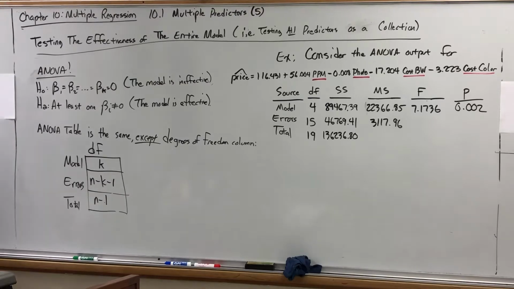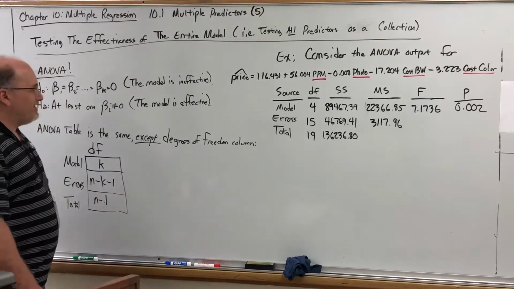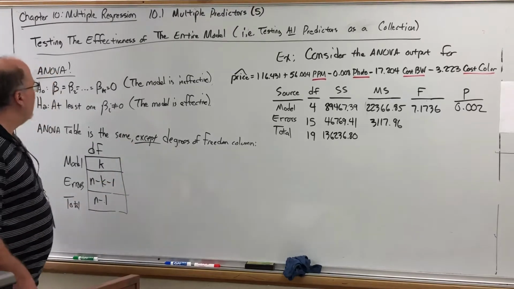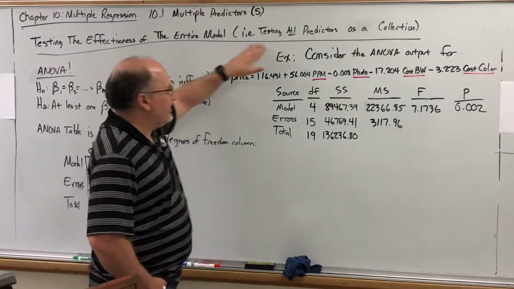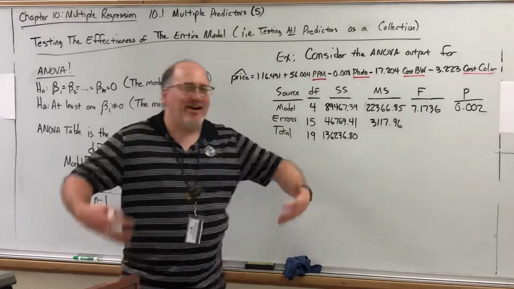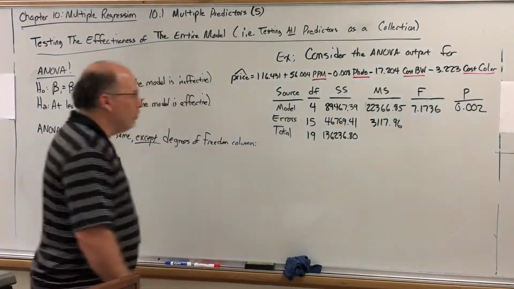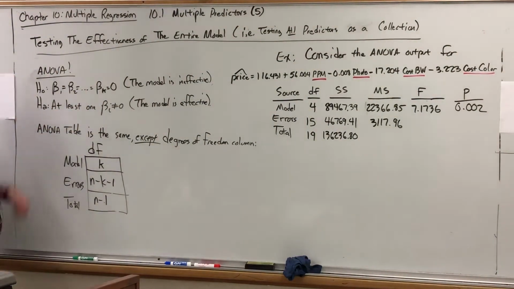In the previous video, we tested the effectiveness of one predictor by testing whether or not that predictor's slope was equal to 0. But what if we want to test the entire model? In other words, testing if all the predictors are effective as a collection of predictors instead of individual predictors. We can do that using an analysis of variance test, ANOVA.